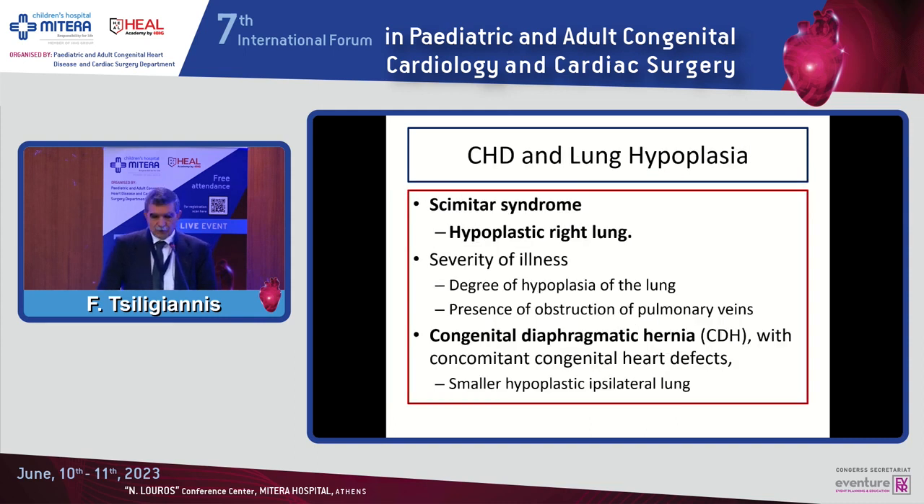I come to another issue, which is congenital heart disease and lung hypoplasia. Scimitar syndrome is a typical example with a hypoplastic right lung, and the severity of the illness depends first on the degree of hypoplasia of the lung and second on the presence of obstruction of the pulmonary veins.